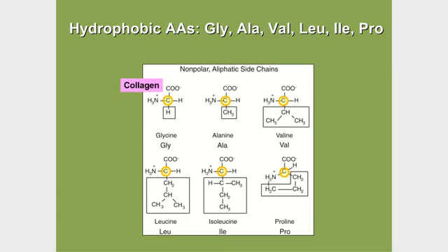Glycine dominates collagen. Every third amino acid in collagen is glycine, but it's not a hallmark of collagen because glycine virtually is in all proteins, but it dominates collagen. So if you see glycine on board exams, think collagen.